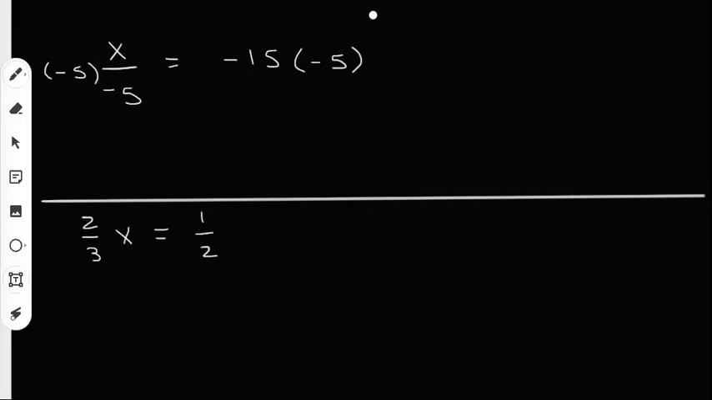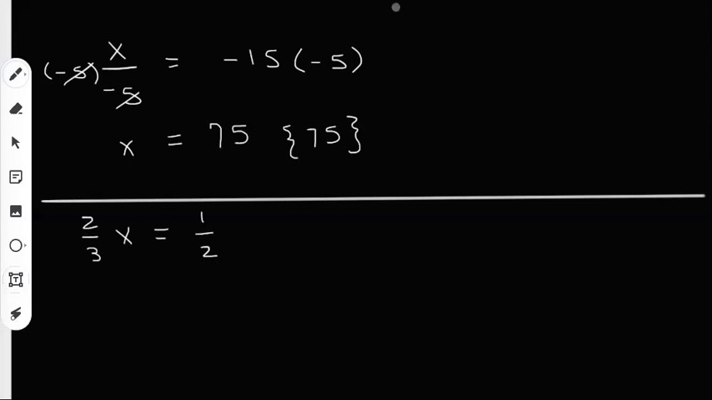The -5 in the numerator and the -5 in the denominator are going to cancel each other out. The x comes down as well as the equal sign. And then on the right side, I have -15 times -5. And when you multiply two negative numbers, you know that you're going to get a positive number. So you're going to get positive 75, and that's going to go in my solution set.